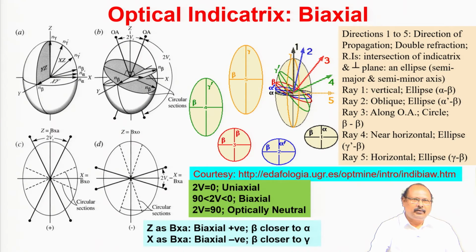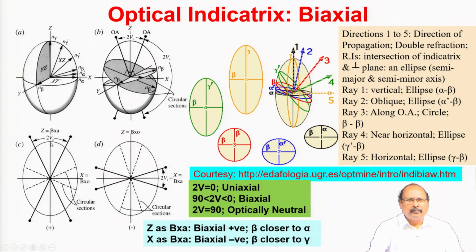Now, why is this so? Now, try to see this. This is the principal section of the indicatrix of a biaxial mineral, where you have the two optic axes that are present here, which is this axis and this axis. Now, let us try to understand this particular issue. This is an ellipse, this is the semi major axis, this is the semi minor axis. So, this value is gamma and this value is alpha.